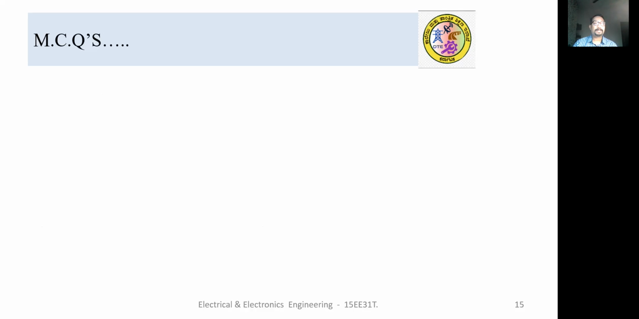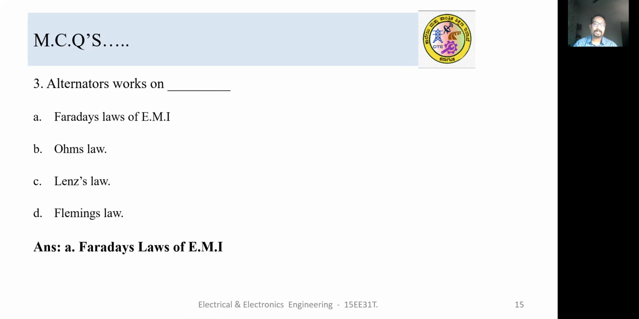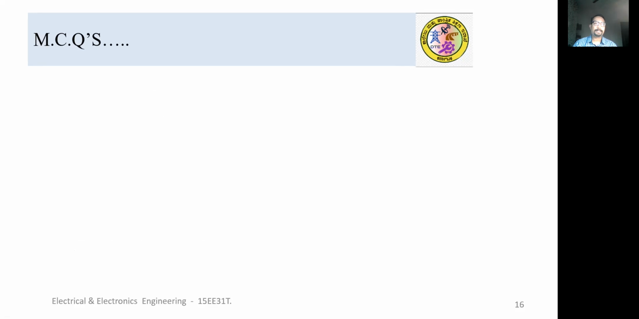The next question is: alternator works on what principle? Principle of working of alternator. Faraday's laws of electromagnetic induction, Ohm's law, Lenz's law, or Fleming's law. Both alternators and DC generators work on the basic principle of Faraday's laws of electromagnetic induction. So answer A is the right one, Faraday's laws of electromagnetic induction.